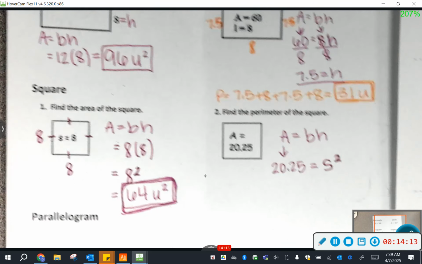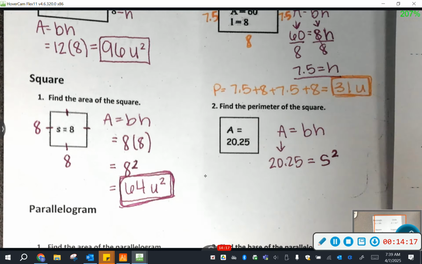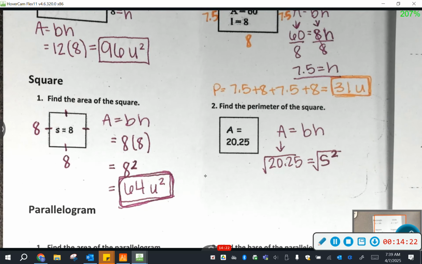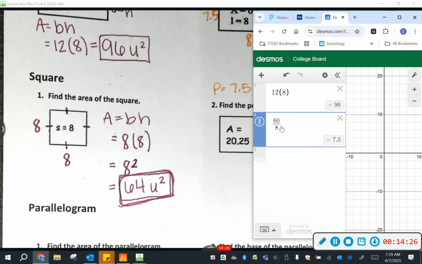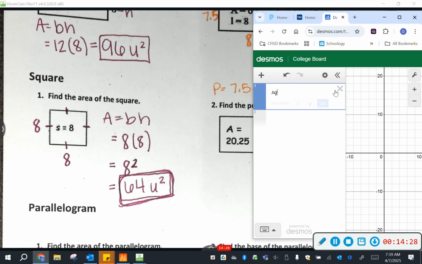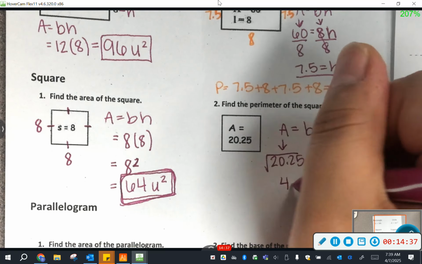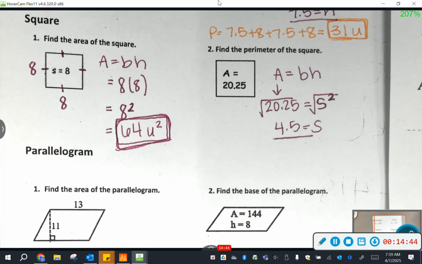If I know the area of a square, how do I get the side by itself? We square root it. So to find the side of a square, you're going to square root. And I don't know 20.25 square rooted. It is 4.5. So this side length is 4.5. Is that what the question is asking for? No, what's the question asking for?